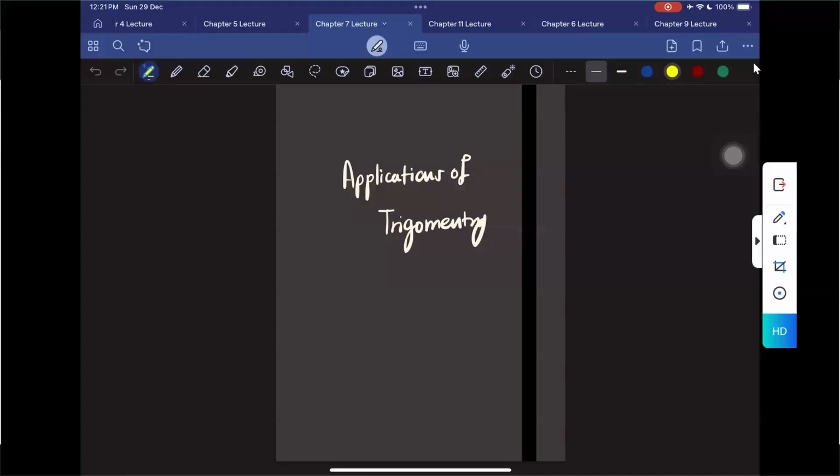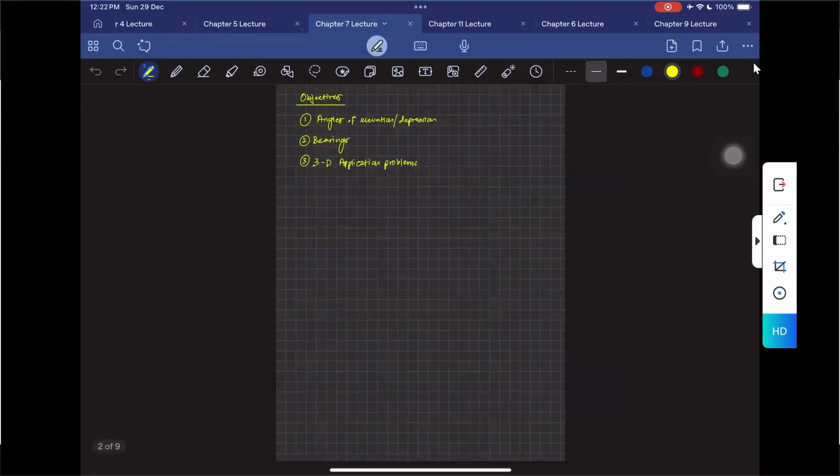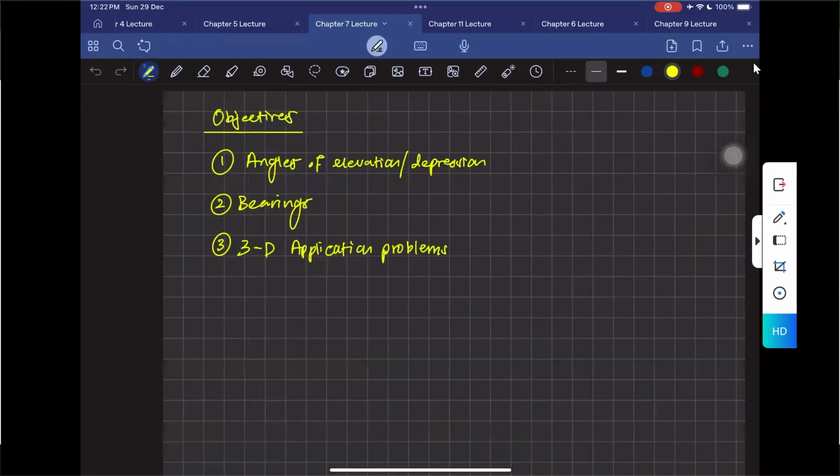Good morning, guys. So today we are going to be looking at chapter 7, which is applications of trigonometry. For this chapter, most of your learning has already been done in your chapter 6. So there's going to be very minimal learning, but it's more of applying what you have learned so far. Okay, so with that being said, let's get started.